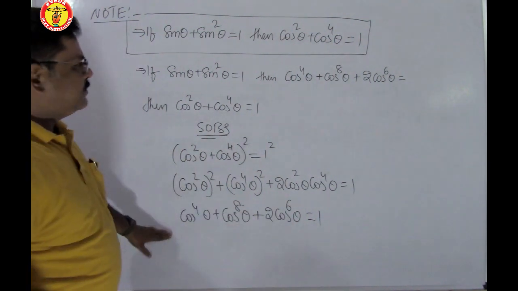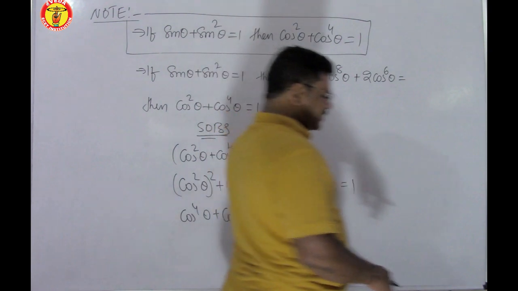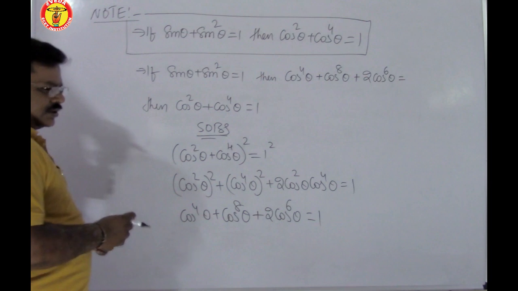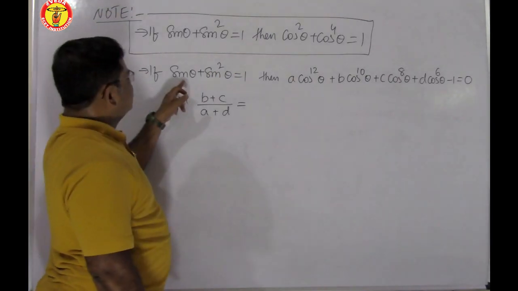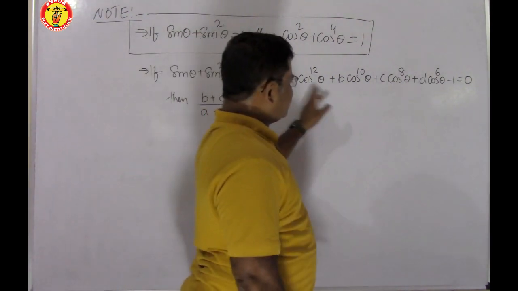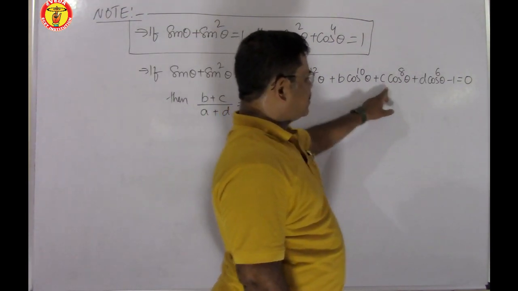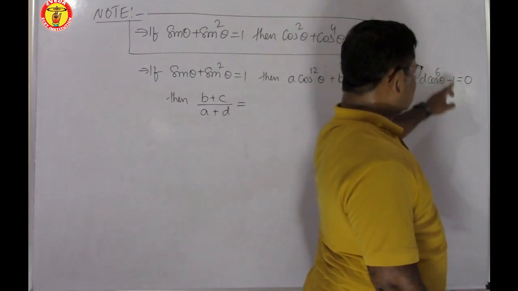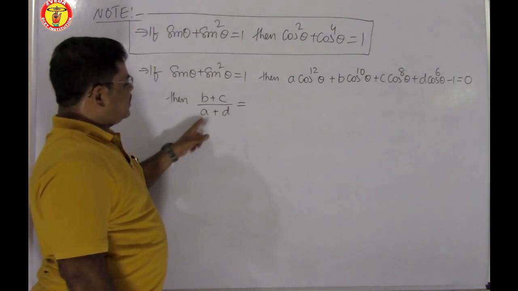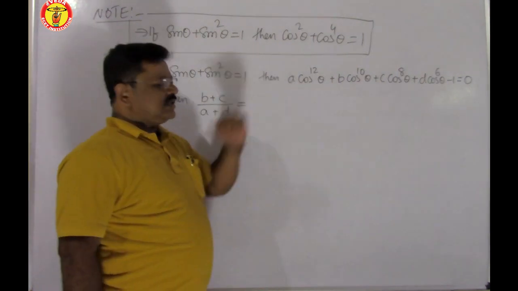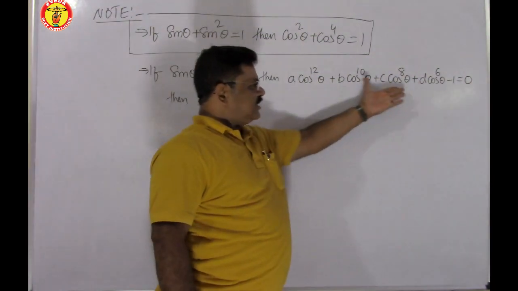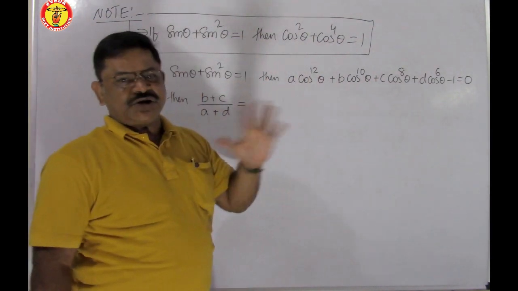Not only in this way, we have another method of problem also. What it is, I will explain to you now. The problem I had given: sin theta plus sin square theta is equal to 1. Then a cos power 12 theta plus b cos power 10 theta plus c cos power 8 theta plus d cos power 6 theta minus 1 is equal to 0. Then what is b plus c by a plus d equal to? Now while we are seeing this question, in what way he is forming this as an equation is a big question mark for us.